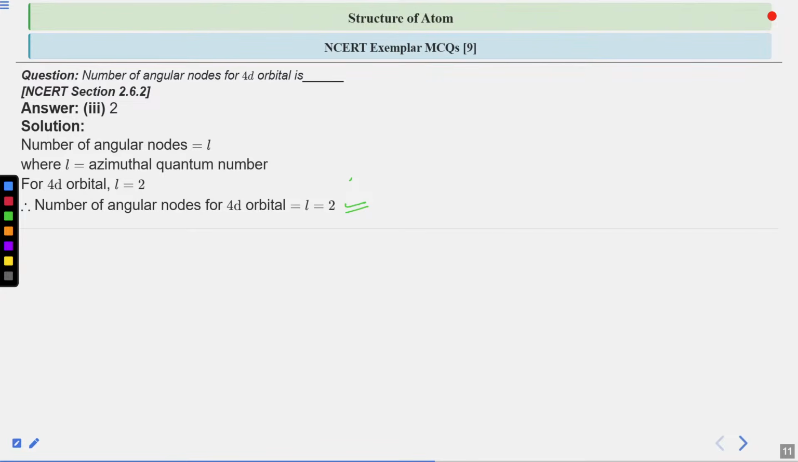Now, moving on further. Yes, Sanchita, what is your doubt? So you didn't understand the whole point? Is it so?